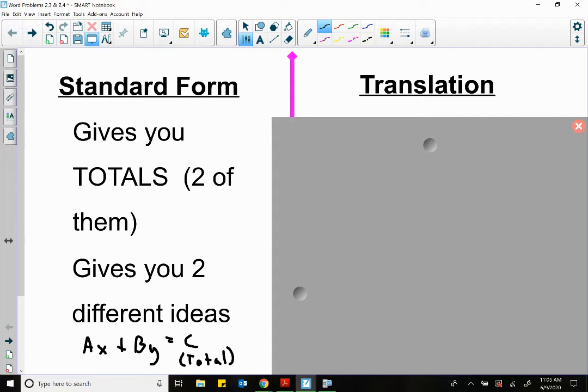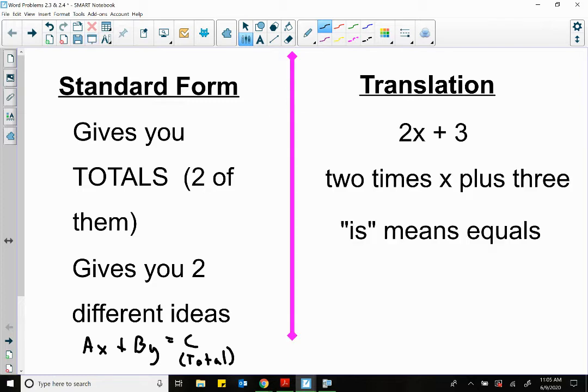All right. Over here in translations, just as it sounds, a translation means that they're going to give you mathematical words that you should be able to put into symbols. Couple things. So like if you see this, 2 times x plus 3. This is the kind of sentence that they would give you. This is a translation sentence because I can turn it into its mathematical symbols that you see right there.